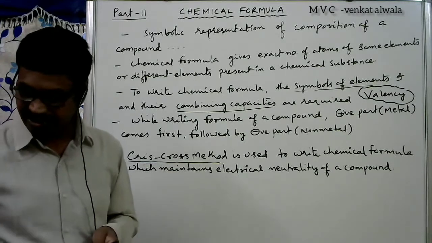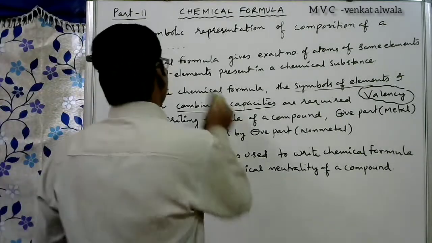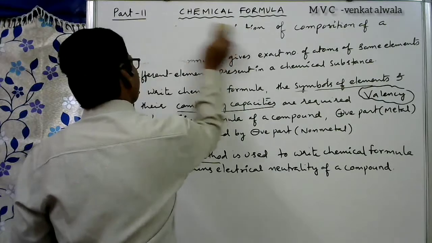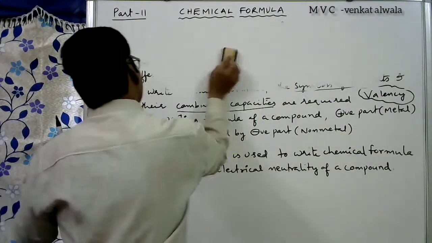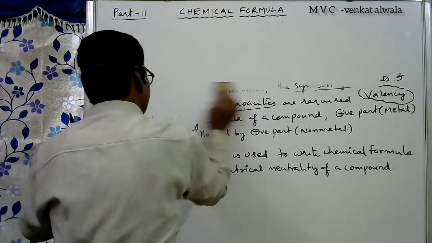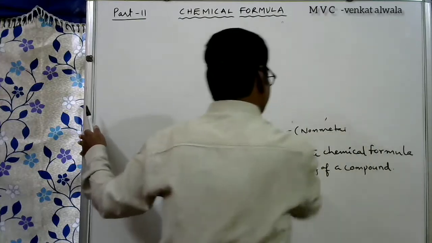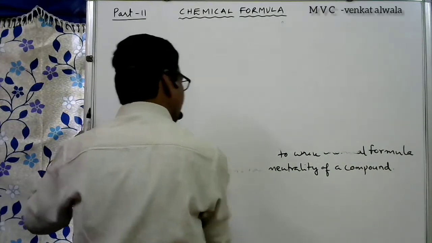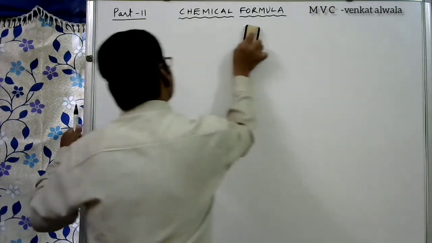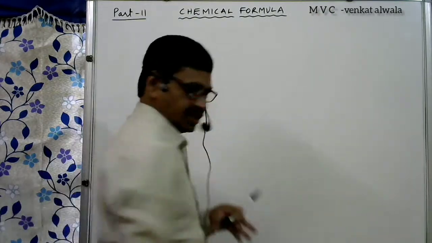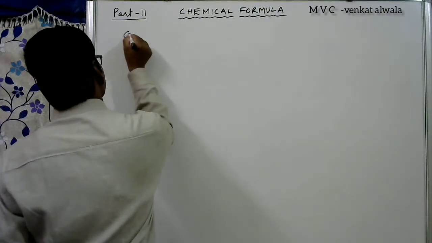This information is required. Then how to write simple ions? After writing simple ions and their charges, their valencies, we can crisscross. So I'll give some examples for simple cations and simple anions. Simple cations are found by losing electrons. In the previous class only we have discussed. Here I am giving examples.